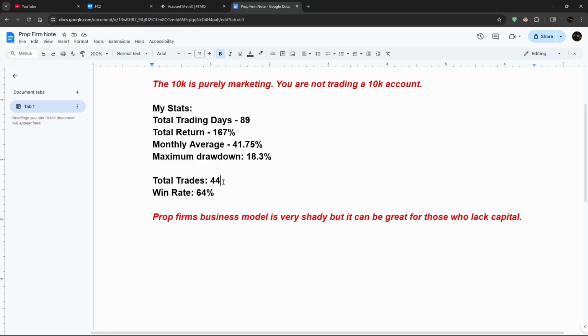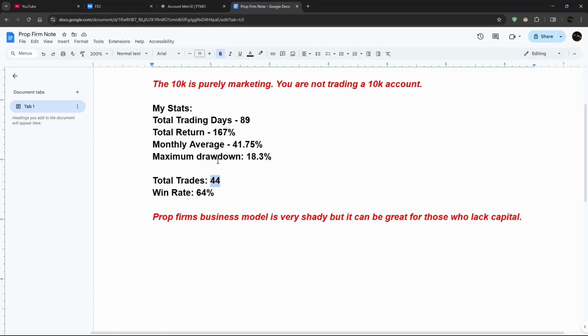As mentioned, this is my slow and steady account. I'll talk about my FTMO account, which I decided to make more aggressive, because it's my first time messing around with prop firms. I just wanted to dip my toes in the water a bit. So in 89 trading days, I took a total of 44 trades, which is about 1 trade every 2 days. It started off kind of like swing trading, and the win rate on the account was 64%, which isn't bad for 44 trades.